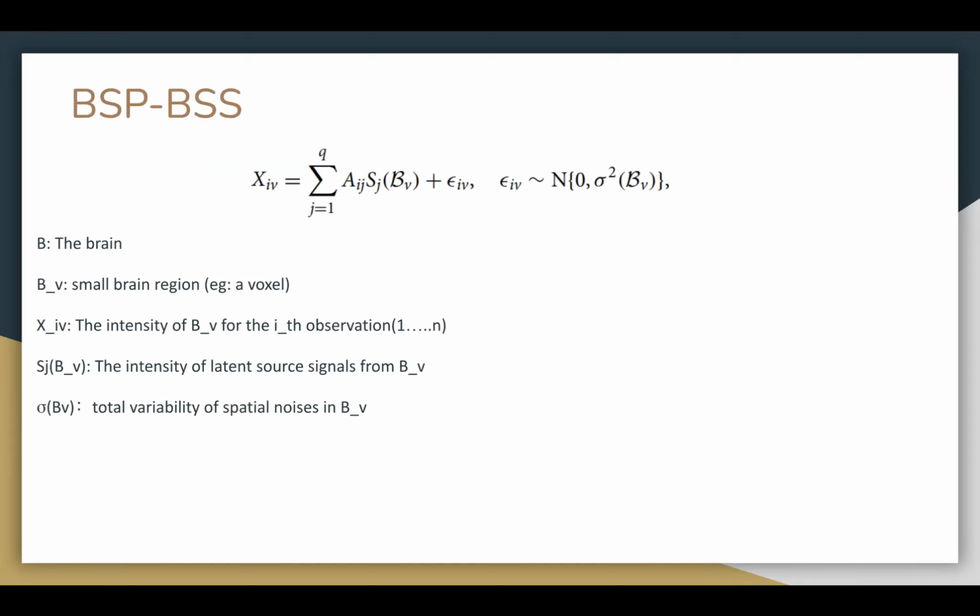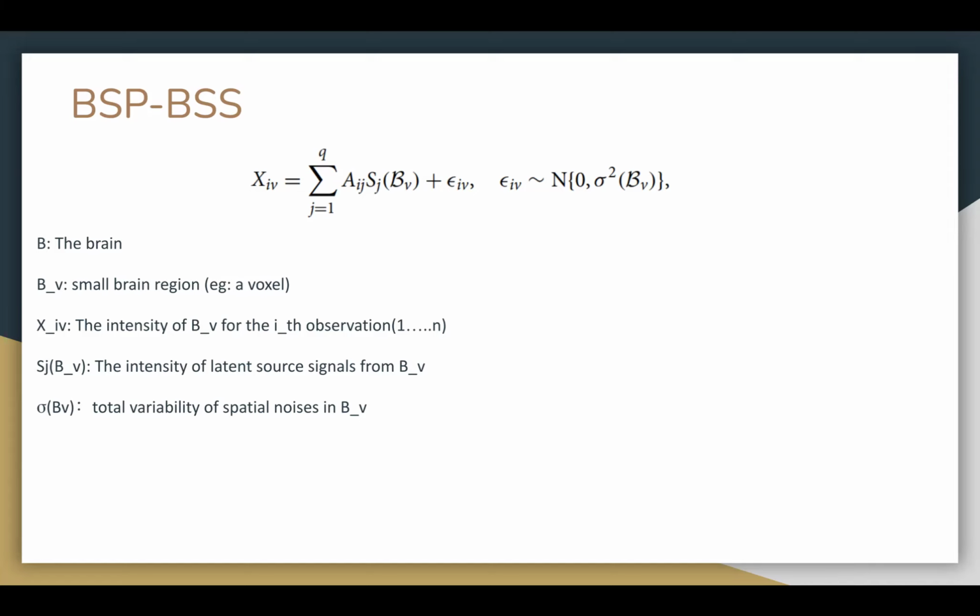Now, let's start with the algorithm. Still as latent source separation, the model's basic framework considers our observation X, with I the number of subjects and V the number of voxels or brain regions.